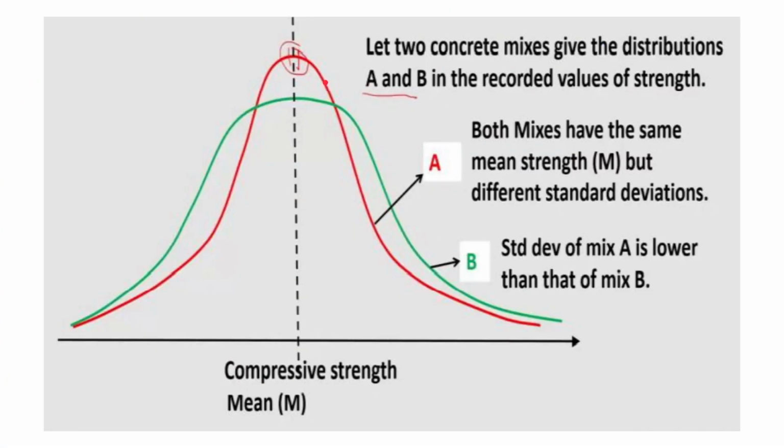Now if we see, this normal distribution again is not a single one. Different types of concrete will have different standard deviations. For example, here there are two normal distributions, distribution A and distribution B. If we observe, both have the same mean compressive strength, but the variation or spread of B is much more than that of A. So the standard deviation of mix B is greater than A, or A is lesser than B.